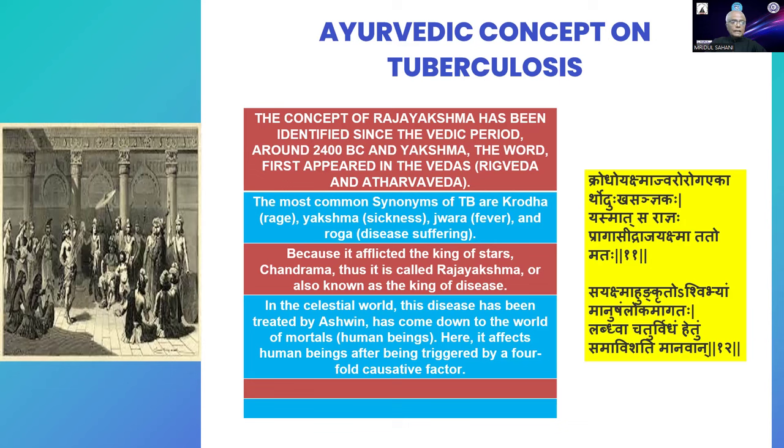In the celestial world, this disease was treated by the Ashwini. He came down to the world of mortal human beings. Here it affects human beings after being triggered by the fourfold factors. These are the slokas that I have translated for you to understand. The Rig Veda and Atharva Veda say the causation of tuberculosis is krodha. Krodha means anger, and out of the anger, heat is generated in your body, which comes out as jwar, the fever, and is reflected as the disease.